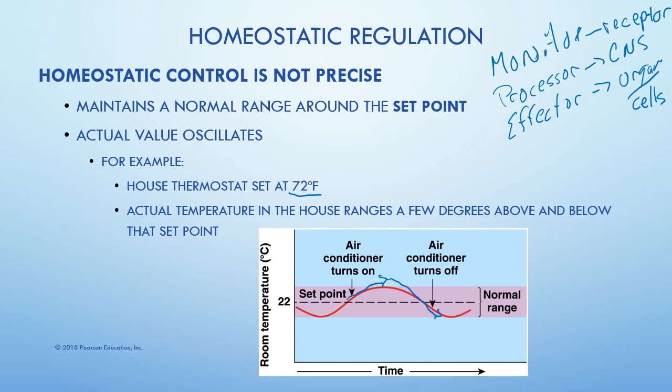So in this example here, our receptor would be the thermometer. We then have the thermostat itself is our processor. This is where we're processing the information that's there. And then the air conditioning, the AC unit, is our effector. So we turn that on or turn that off based upon those set points that are there.